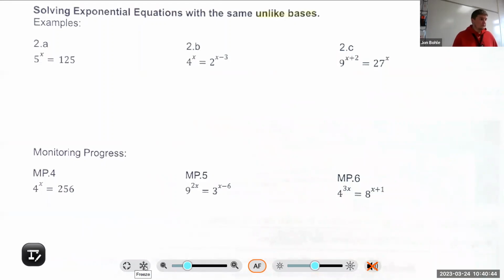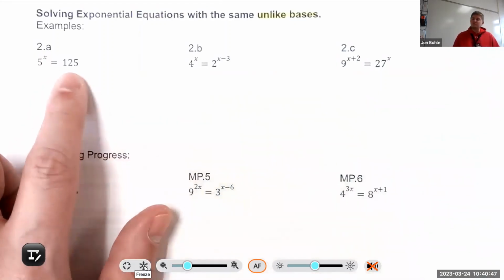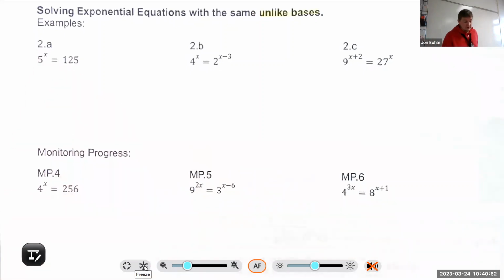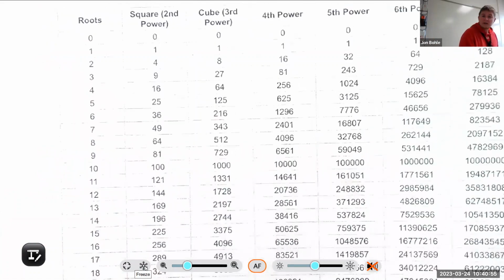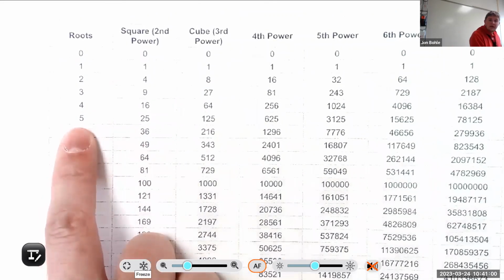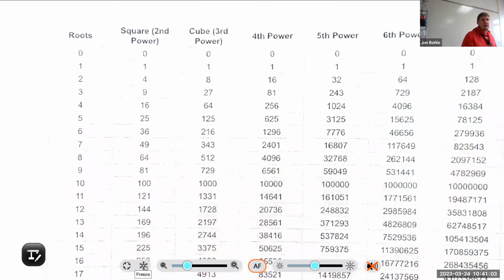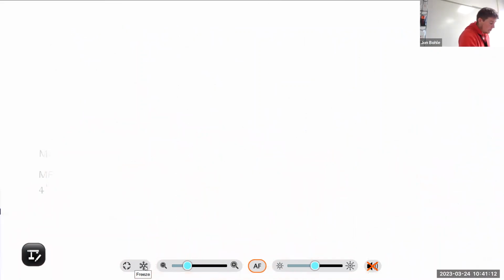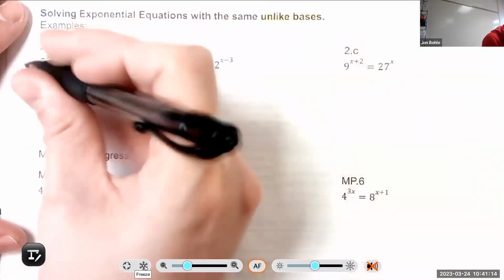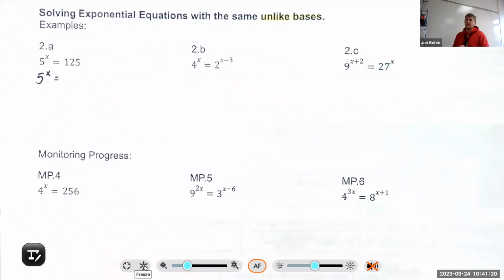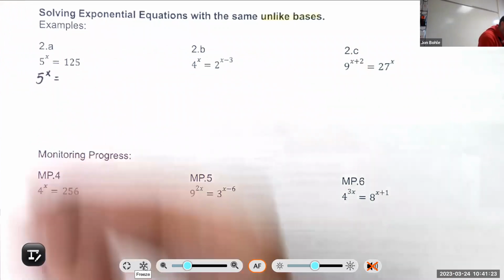So what I'm curious about is, can I rewrite 125 as 5 to some power? Because if I can, then I can say the exponents are equal to each other. So what I'm going to do is take my little cheat sheet out. Okay, I'm going to identify 5 as a base or a root. And I'm going to ask myself, can I rewrite 5 to some power and it's the same as 125? Yeah, so I know that 5 to the third power is 125. So knowing that, I can actually say 5 to the x power is equal to, instead of 125, what can I write? 5 to the third power.